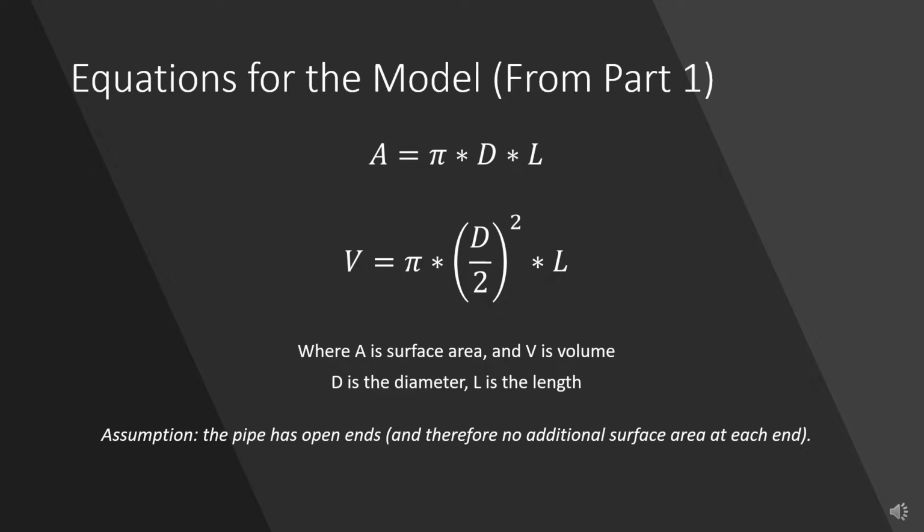Additionally, V is equal to pi times the quantity of d over 2 squared times L, where again V is the volume, d is the diameter, and L is the length of the pipe segment.